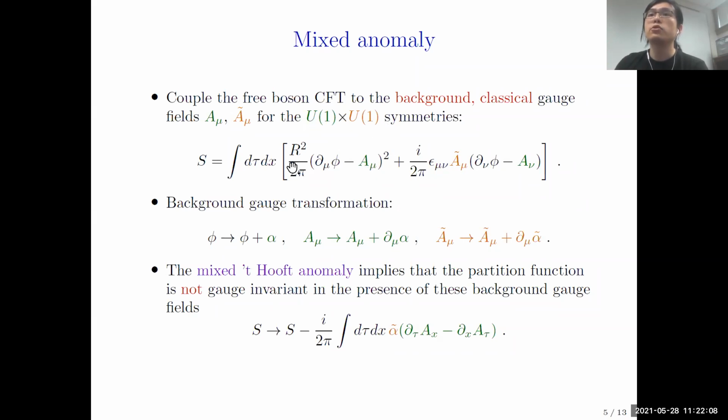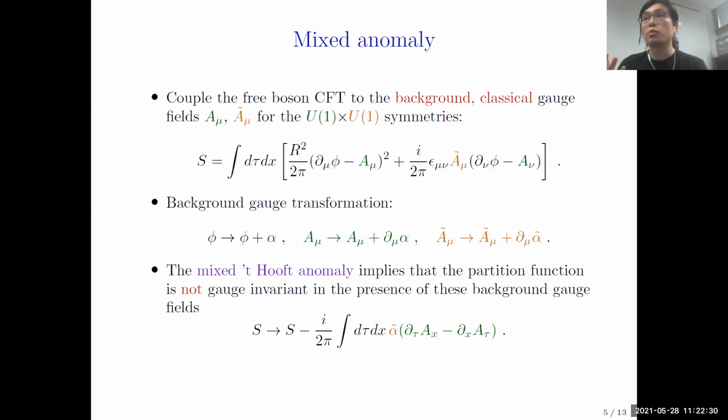So here we see that the first term in the action after coupling is simply a modification of the kinetic terms that we have seen before. And the second term can be understood as coupling the winding currents to the winding background gauge field. So now we have the action after coupling the system to background gauge fields.